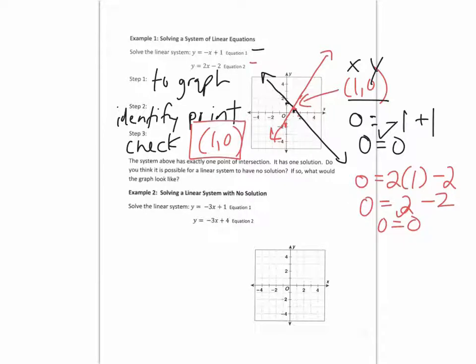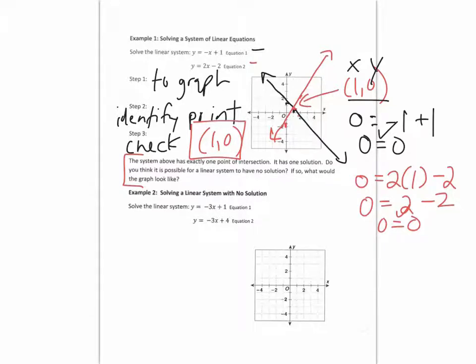This system, I'm looking below, has one point of intersection. It has one solution. A solution, remember, is where two or more lines intersect. Is it possible, or do you think it is possible, for a linear system to have no solution? If so, what would the graph look like? So take a moment and think about that. Is it possible to have a graph with no solution, in other words, meaning you don't have any lines that intersect each other? So take a moment to think about that.